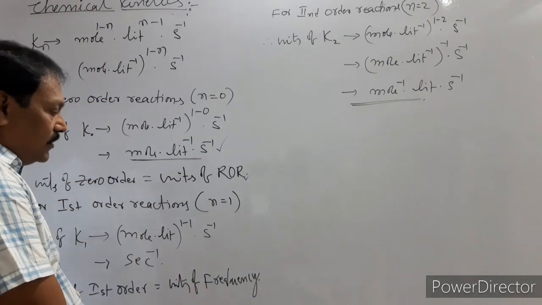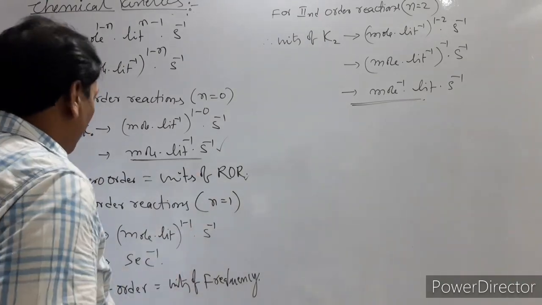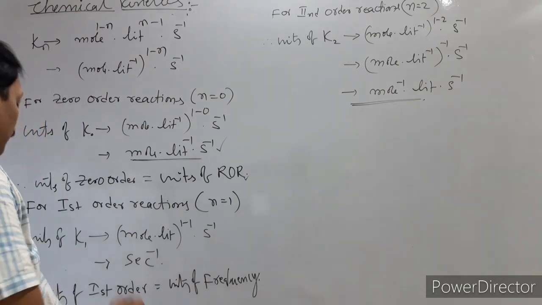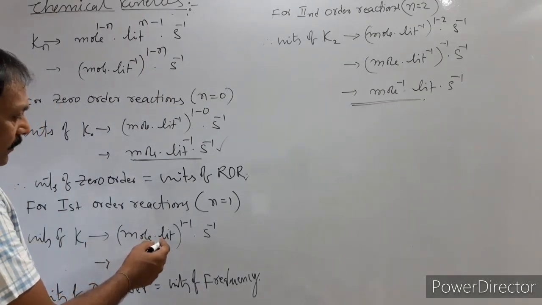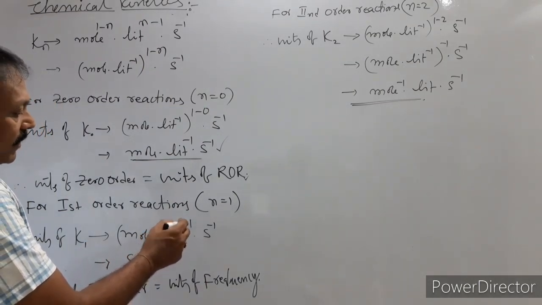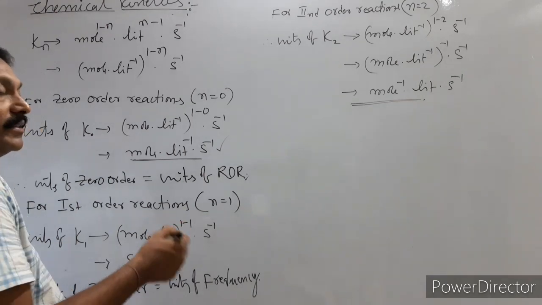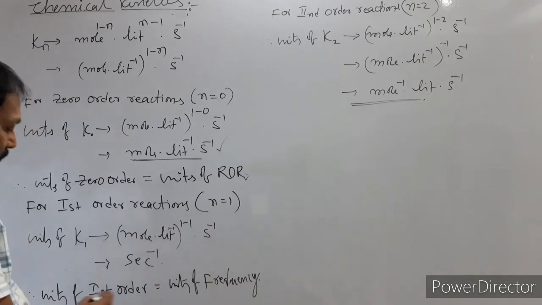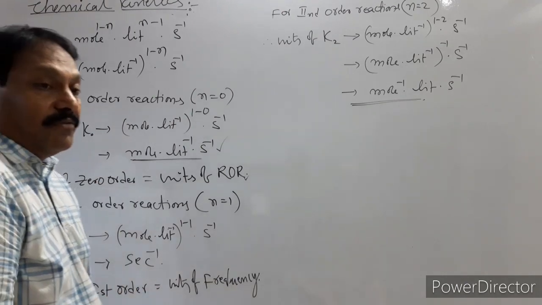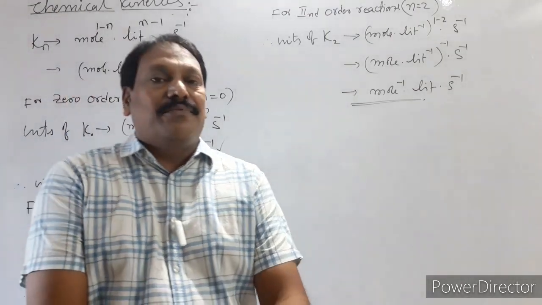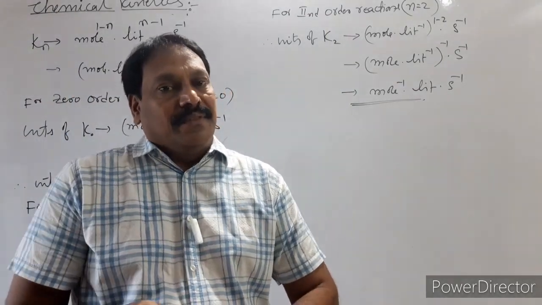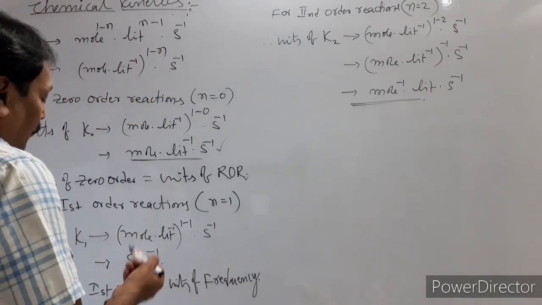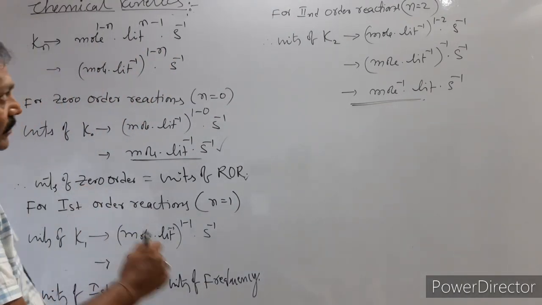For first order reactions, n equal to 1, you substitute the n value 1 in the above equation. Therefore, we get mole liter inverse power 1 minus 1, that is 0. Anything power 0 is 1. So, units is second inverse. The units of first order rate constant K1 is exactly units of frequency. So, the units of frequency is exactly equal to the units of first order rate constant.